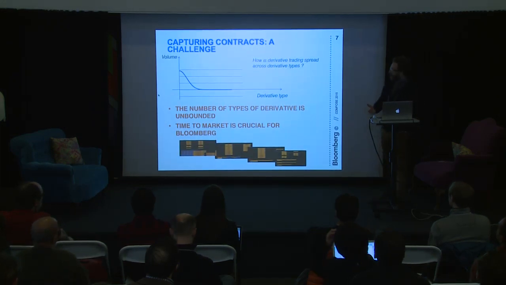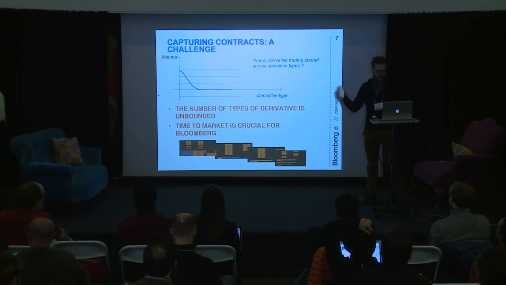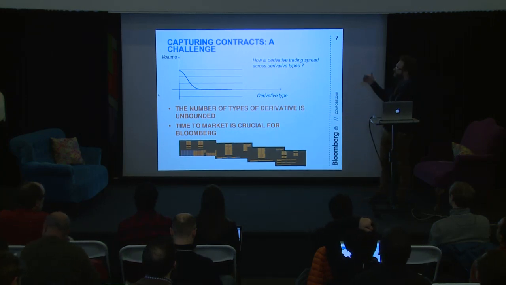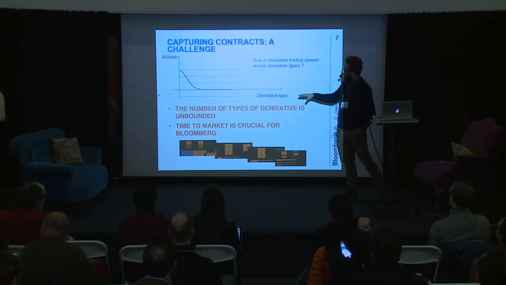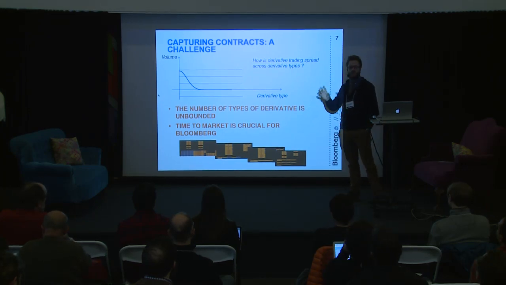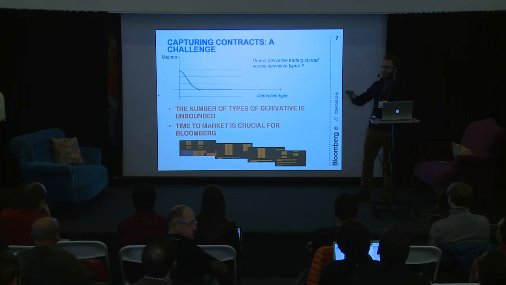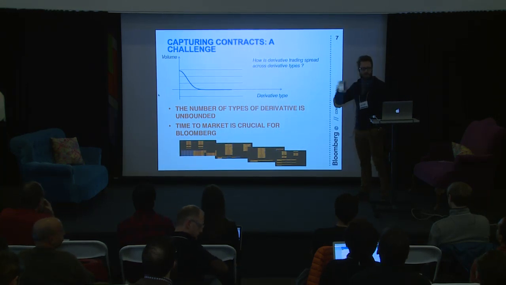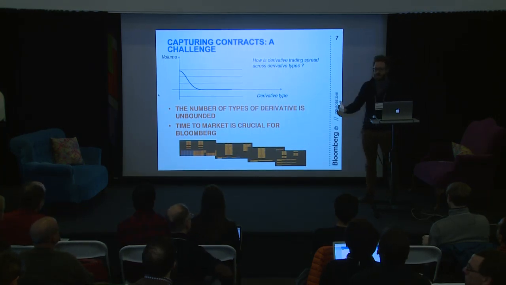So why those financial contracts are a challenge is because there's so many of them, hundreds of variations. The problem as well is that there are a few of them that are highly traded. However, there's a lot of them that are not highly traded, but that we still want to provide analytics for.